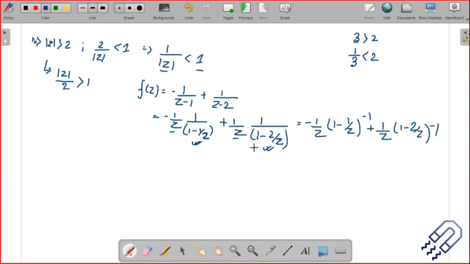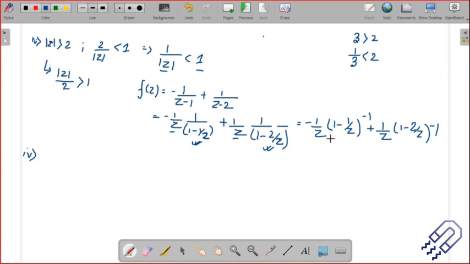Hello, sir. How do we get 1 by mod z is less than 1? Can you please repeat this line again? 1 by mod of z is less than 1. Yes, sir. So let me just take this value here. Maybe I can take this example here.